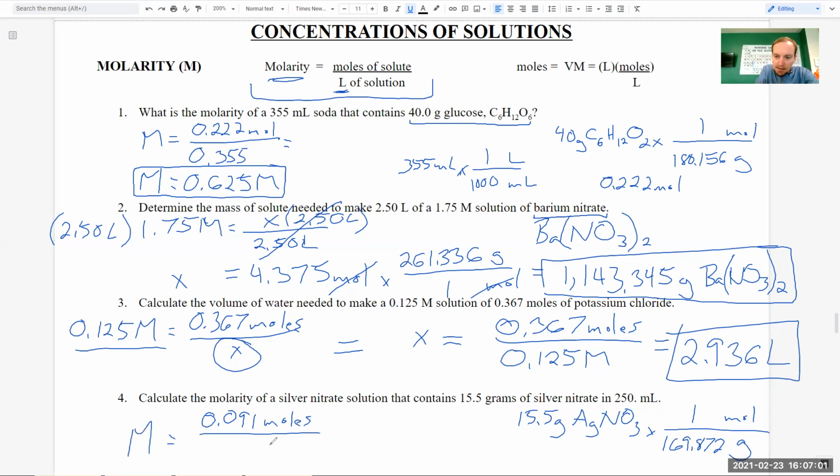And then my liters, remember, basically all I have to do to go from milliliter to liter is move the decimal spot 3 spots. So that's going to become 0.250 liters. Okay, so I'm going to take 0.091 divided by 0.250, and my molarity comes out to be 0.364 molar. All right, guys, there we go.